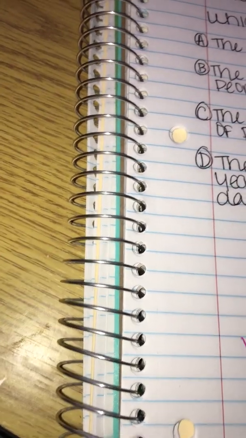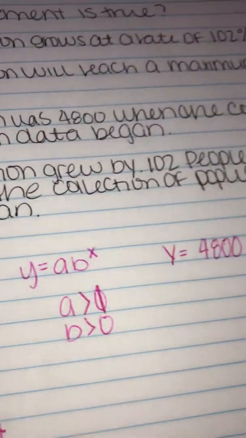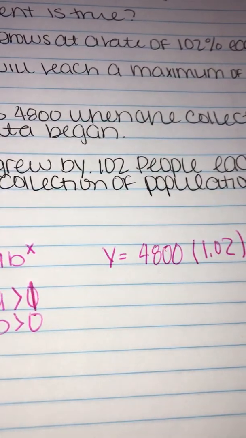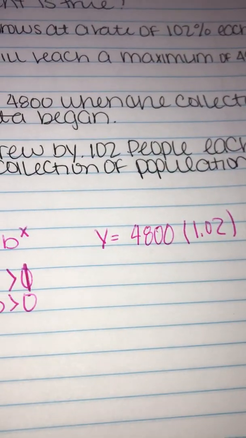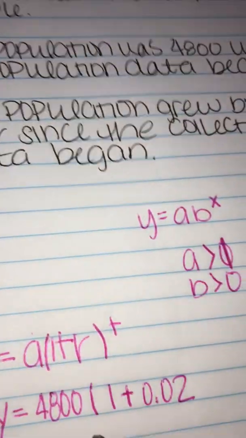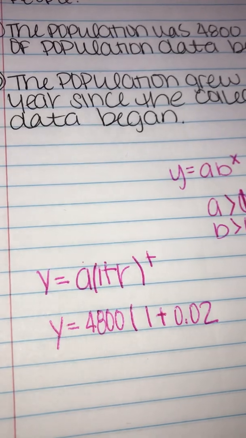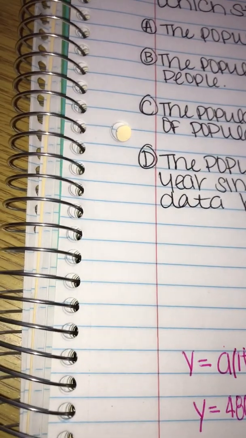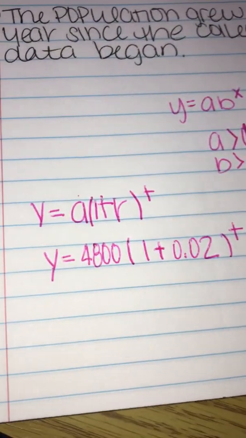plus, if we have 1.02, then once we subtract 1 from 1.02, that gives us 0.02, so 0.02 equals 1.02 right there, to the t power, and that's our equation for this.